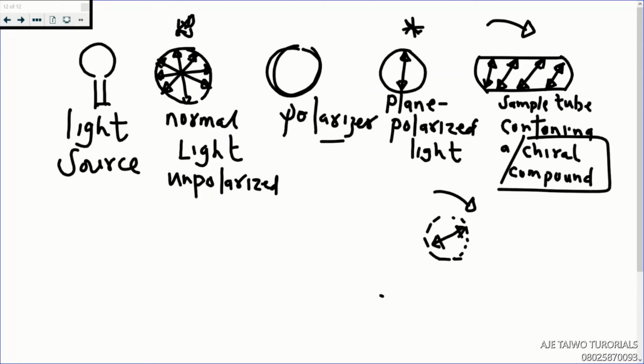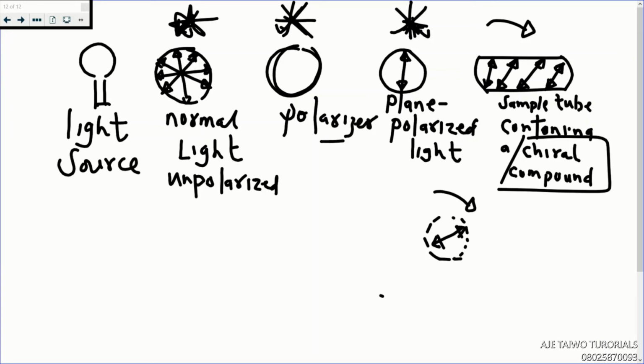You can see what I first did. I have my normal light here. I put it through a polarizer. It got polarized and it comes out here as a vertical line, vertical direction. Plane polarized light, you can see. Then it enters the tube that contains the chiral molecule. And we know that a chiral compound will always rotate the plane of polarization of plane polarized light.